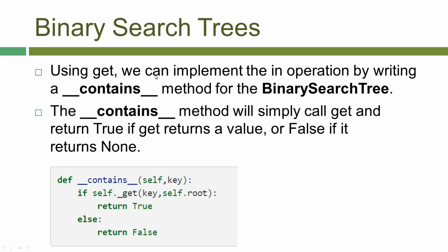Using get, we can implement an operation by writing that __contains__ method for the binary search tree. Again, this is a special method, and the contains method will simply call get and return true if it gets a return value or false if it returns none. So we'll have a couple special methods throughout the binary search tree. You can go ahead and check them out if you want more details from the Python documentation, but you can essentially just read the code and assume that they're allowing us to use built-in methods or syntax with Python for our specially created binary search tree class.